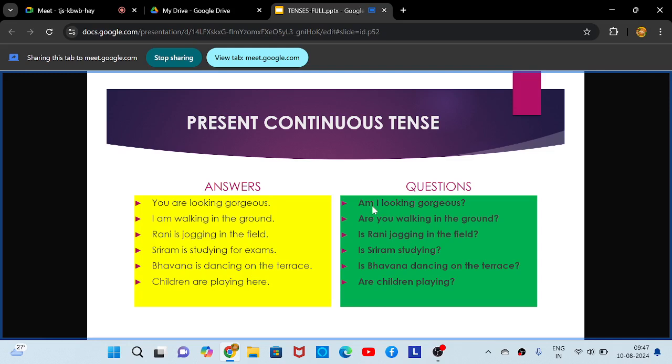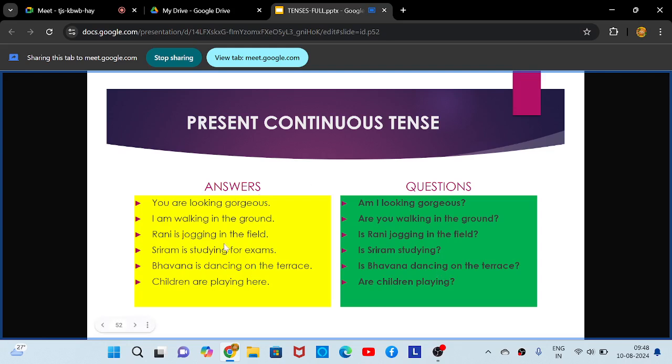Because you can see that I plus looking it is in V1 plus ing. Are you walking? Walking is V1 plus ing. Is Rani jogging in the field? Jogging, V1 plus ing. Is Sriram studying? Yes, studying, V1 plus ing. Is Bhavana dancing on the terrace? Again, dancing is in V1 plus ing form. And are children playing? Playing is also in the V1 plus ing form. So naturally, we can understand that if you are using is, am or are plus V1 plus ing, that is in present continuous tense.